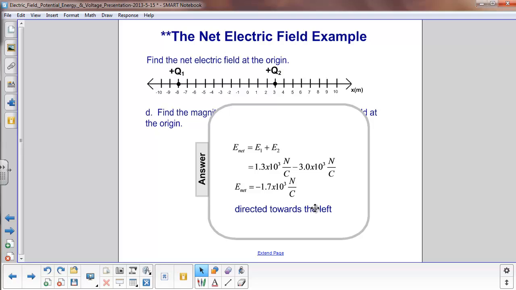So you would represent that either by saying directed towards the left, you would have the negative sign, or you would draw a picture with E net going to the left.